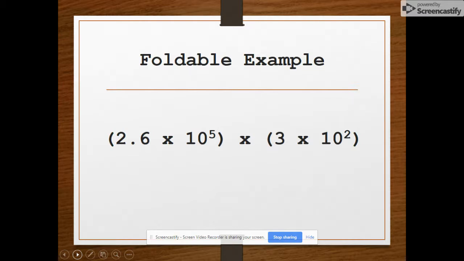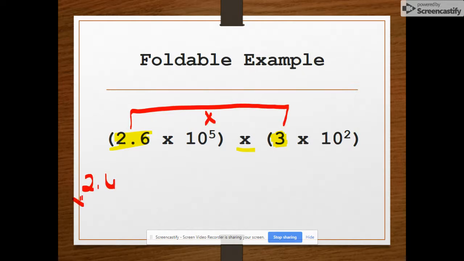When we multiply numbers in scientific notation, we need to look at two pieces of information. The first piece of information that we need to look at is our coefficient. We have 2.6 and we have 3. These are our coefficients. In scientific notation, when we are multiplying, we are also going to multiply our coefficients. So we will begin by multiplying 2.6 times 3, which is going to give me 7.8.